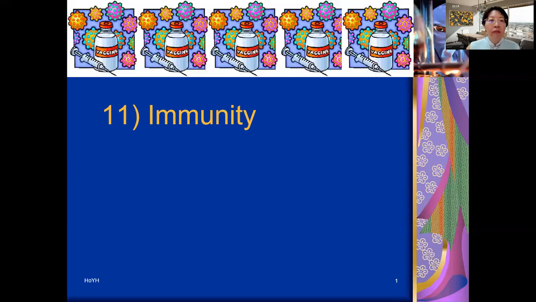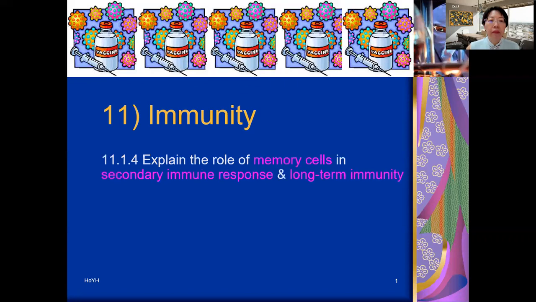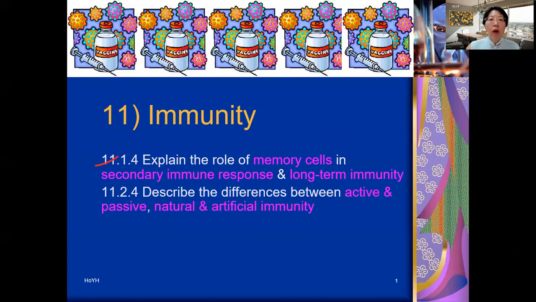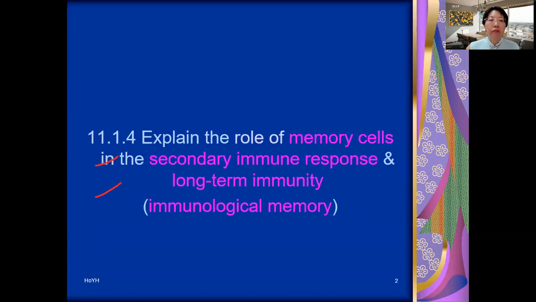So today we'll continue from there. You learned that memory cells are produced during the primary immune response. So we're going to look at the role of memory cells in the secondary immune response and long-term immunity. We are also going to describe the differences between active and passive, natural and artificial immunity. So these are the two topics we're going to cover today. The other two we'll cover in another session.